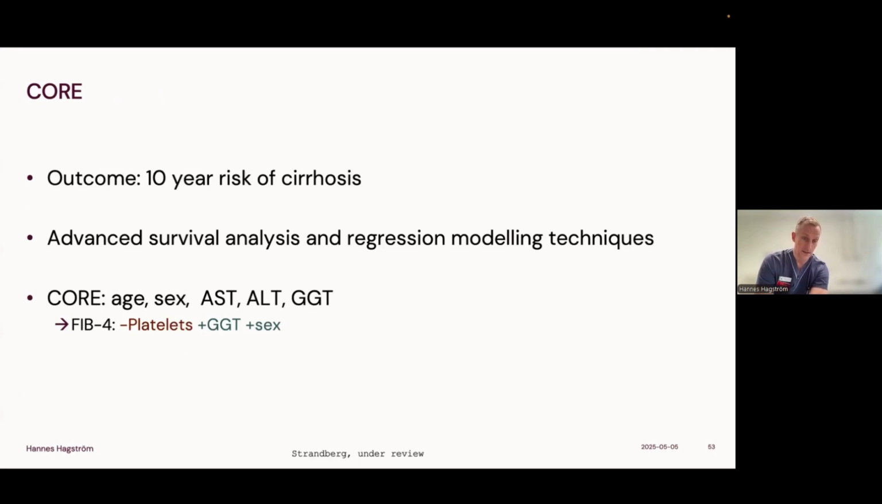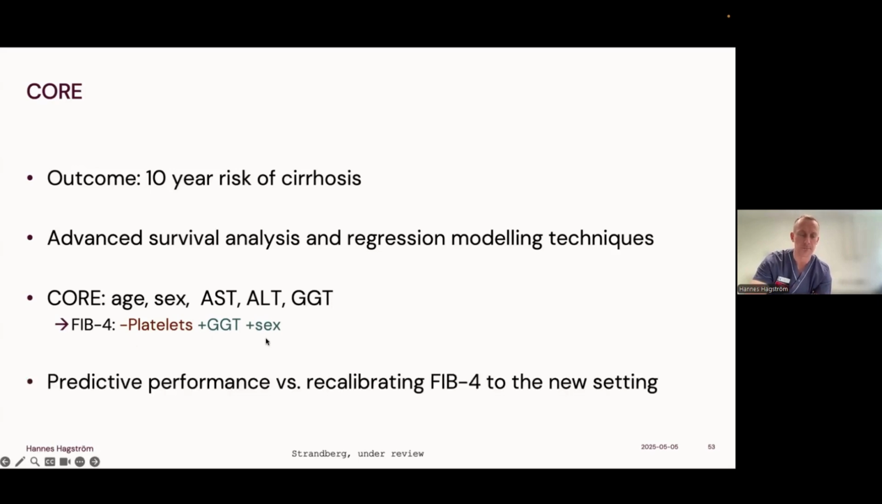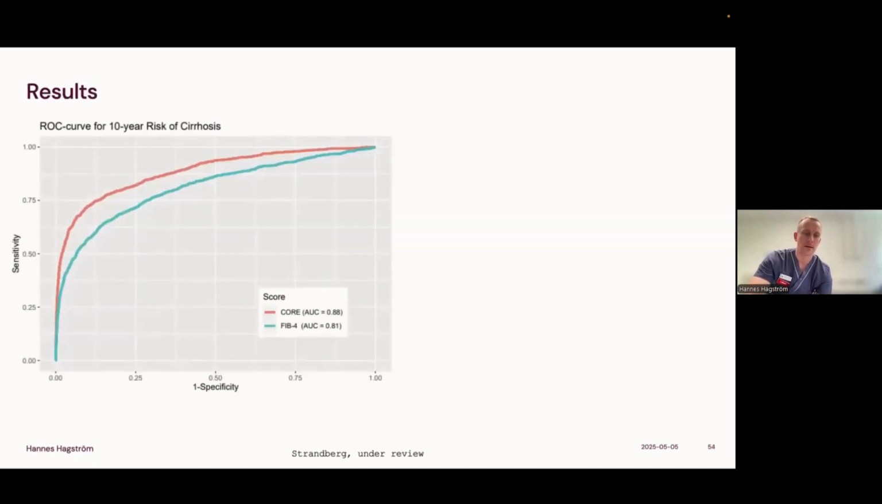It uses age, sex, AST, ALT, and gamma GT. So it's a little bit like FIB4, but it doesn't use platelets. Instead, it uses gamma GT and sex. And we have compared this, of course, to FIB4. Essentially what it shows is that it's pretty much better than FIB4. FIB4 is still pretty good in this population, with an AUC of 0.81, but CORE is even better. At all risk thresholds, it's better than FIB4.